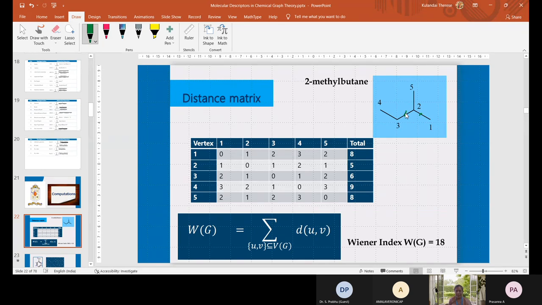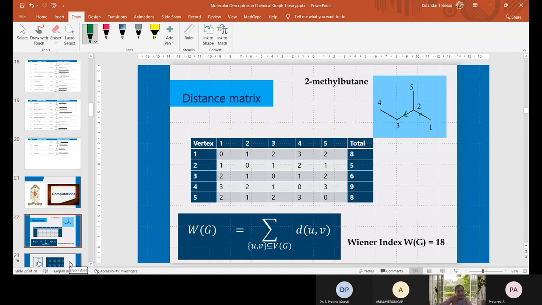Therefore, what is the VNR index? We have to calculate the distance between 1 to 1, 1 to 2. Likewise, you have to calculate. Then after that, you have to sum it up everything. Therefore, I have calculated row wise. Then if you sum it up, it will give the VNR index. This is by the direct method.